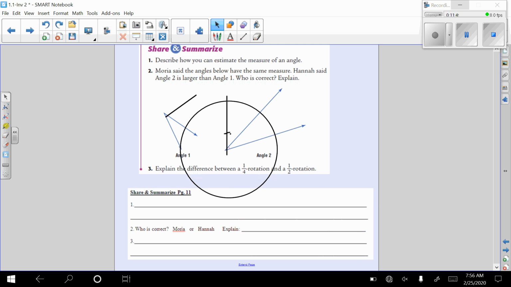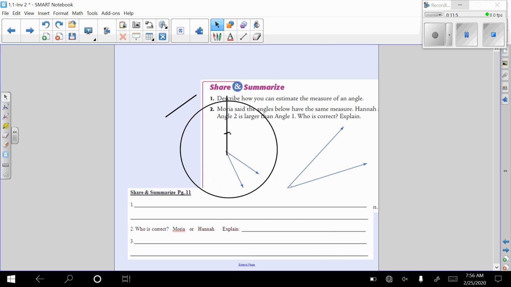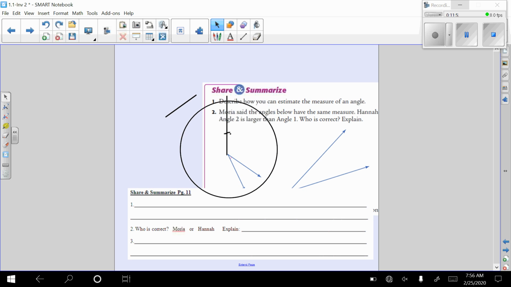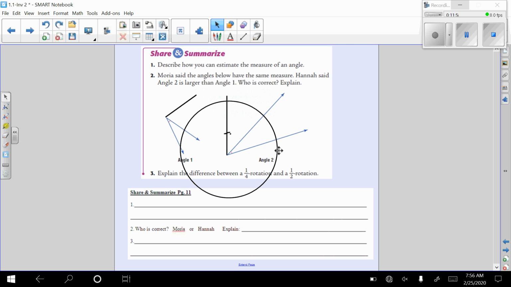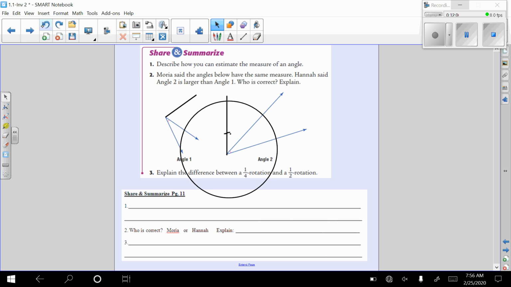Here's another one. Let's move the circle over to here. How far do you think we went? All right? It's hard to estimate. It's one of those things that is more difficult than other things. So if we get rid of that circle out of our way, who do you think is correct?